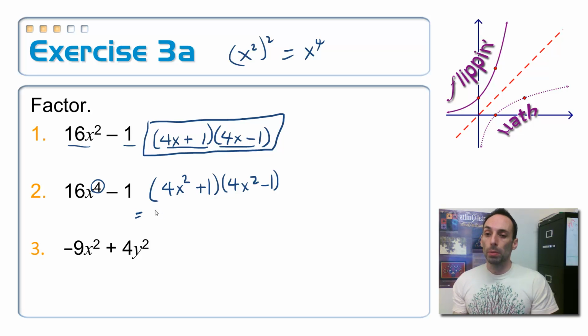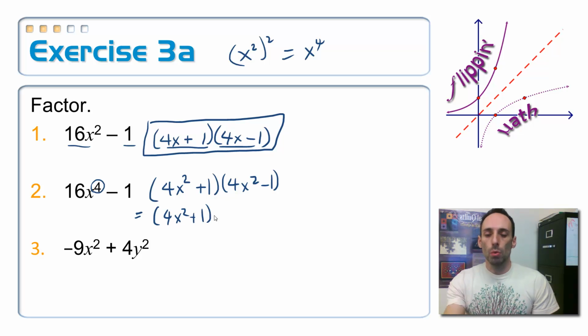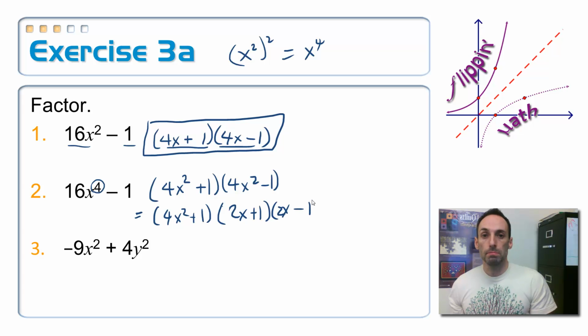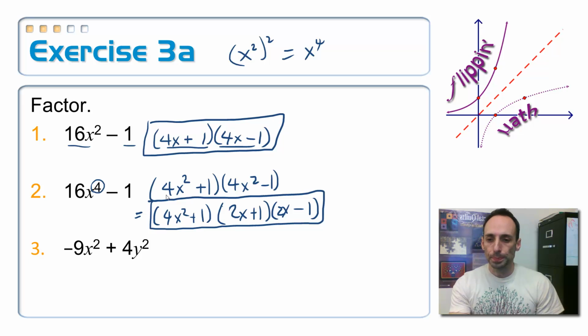So if I'm going to completely factor this, the first one stays the same, 4x squared plus 1. But the second one factors as, you take the square root of both of these, 2x plus 1 and 2x minus 1. Now it is completely factored. Because the 2x plus 1 and the 2x minus 1, you can't do anything further with it.